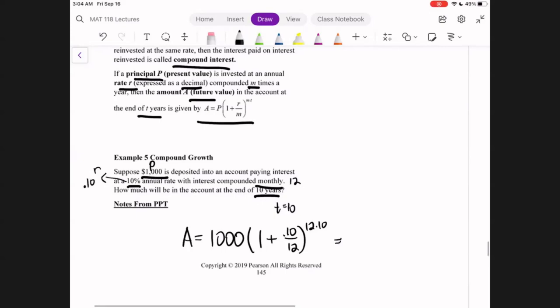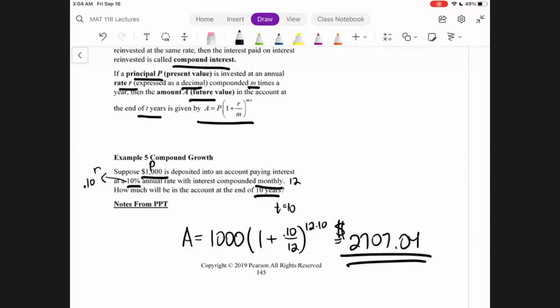So I get 2707. So around this much in your account. Right? So just make sure you can identify things.